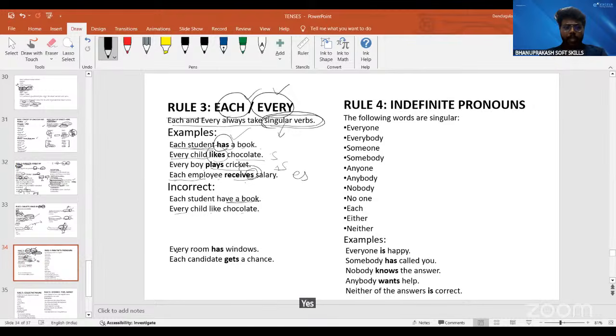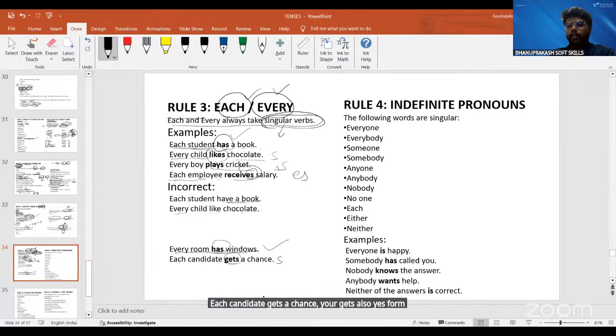Other examples like "every room has a window." This is correct. "Every room has a window." "Each candidate gets a chance." Here "gets" is also s form again. So each candidate. So simply you can remember for each and every we take the singular verbs. Now coming to rule 4.